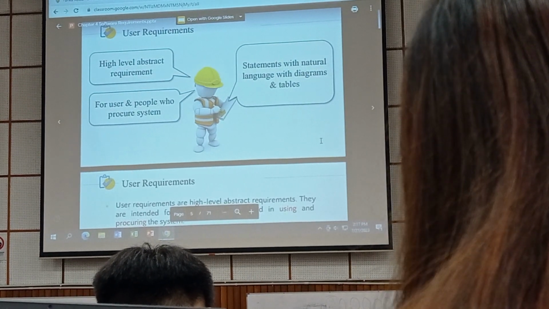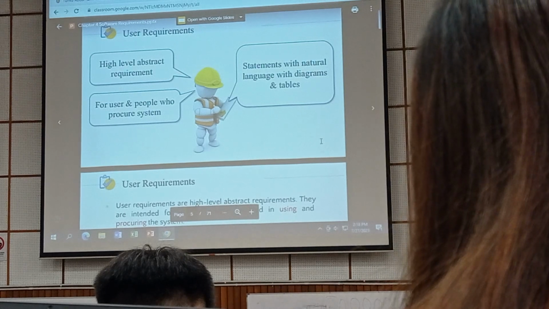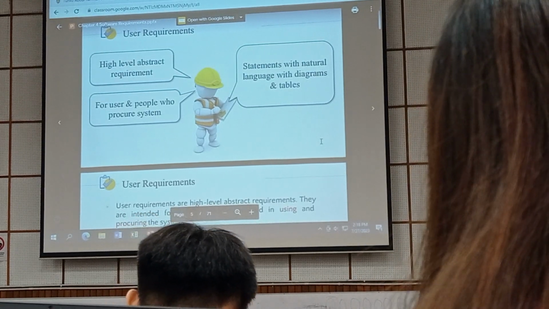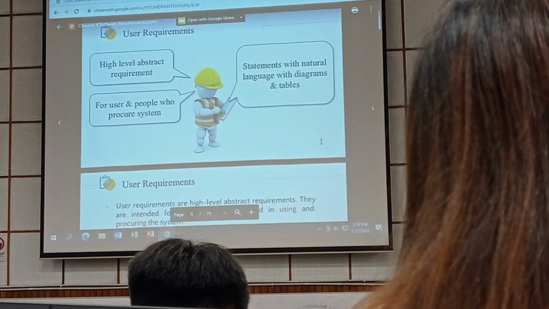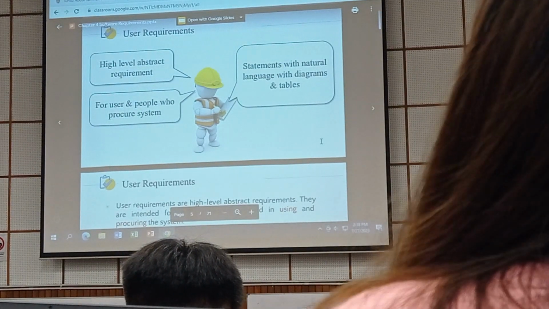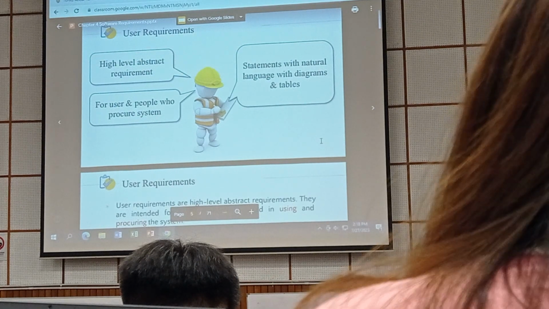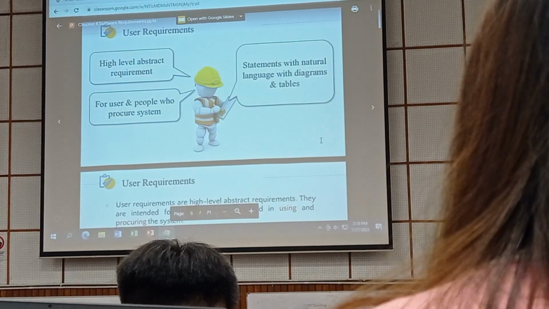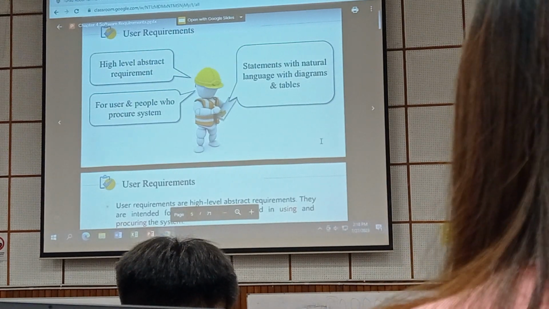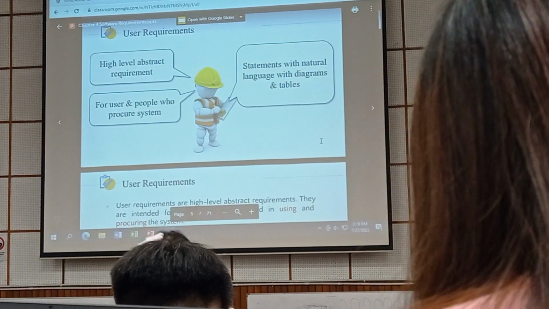It is your expectation, and it represents the need. For example, with email, why do I need it? Why do I need this email very much? What is the importance of this email? What are the expectations? All of that is included in the user requirements.